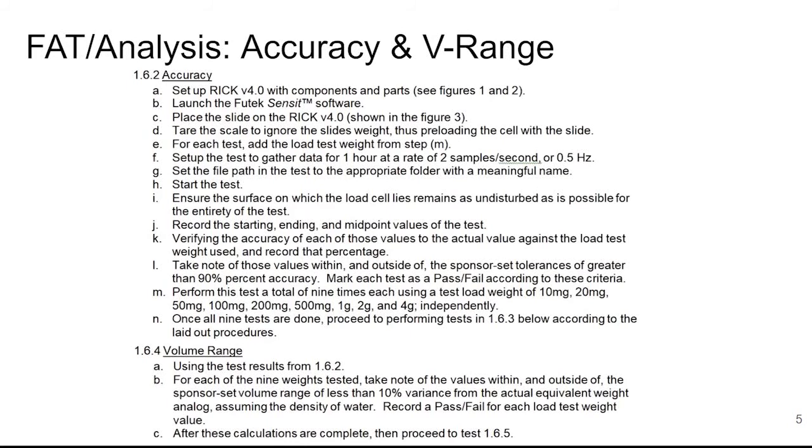After these tests are completed, then we would check to see the percentage. One would check 1 minus estimated over actual and make sure it's greater than 90%, and the other test would be just estimated over actual to make sure it's less than 10%. So it's essentially the same test, but just looked at through two different lenses, one representing accuracy, one representing volume range.